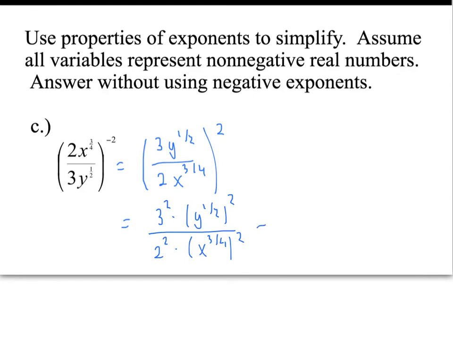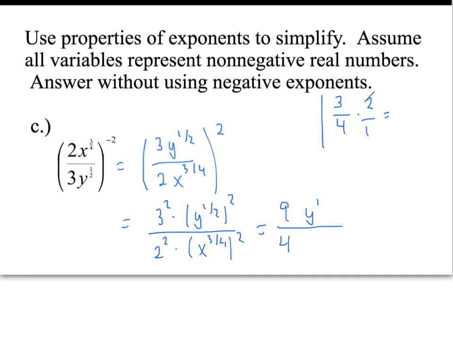And so when we work this out, 3 squared is 9. Here I multiply the powers, 2 times 1/2. So you know that 2 times 1/2 is 1, so this is y to the first power. 2 squared is 4. And here, multiply the 3/4 times 2. And so for those of you that can't multiply this quickly, 3/4 times 2 is just 3/4 times 2 over 1.